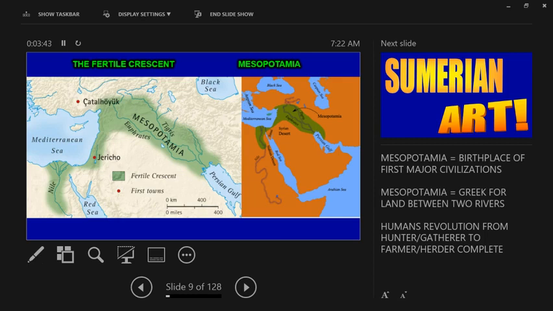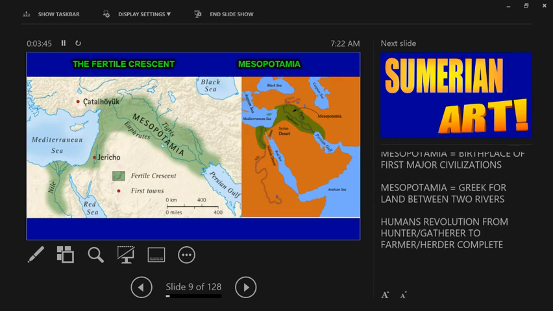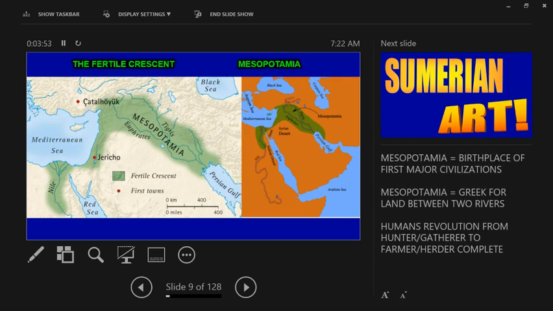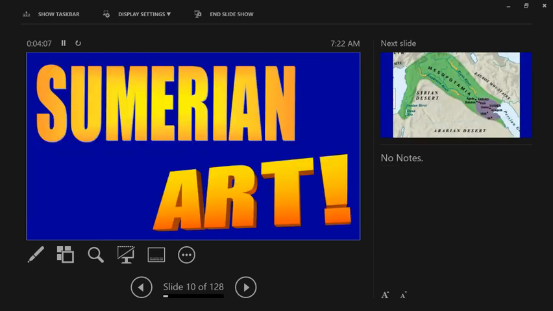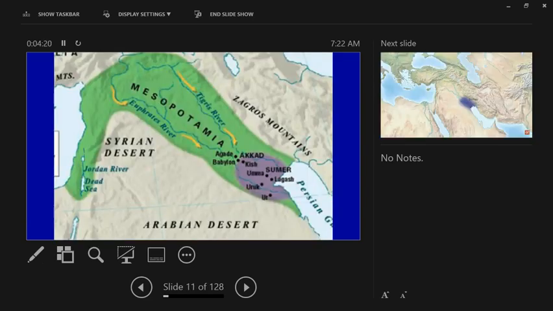All right, Mesopotamia is the birthplace of the first major civilizations. This is a continuation of the revolution of the Neolithic. The humans are continuing to evolve from hunter gatherers to farmers and herders. So, the first civilization that we are going to look at is Sumerian. And Sumerian, or Sumer, is the area located real close to the Persian Gulf. It's the part in purple.